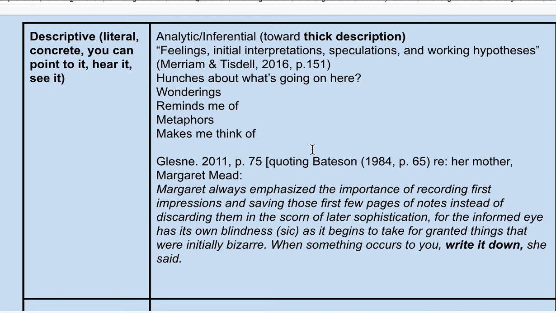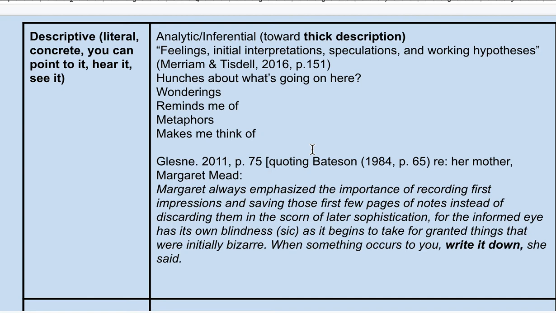And as best you can, you're trying to keep those as close to emic as possible, right? You want to do your best to make sense of the scene through the participant's eyes, knowing that we can never be fully there. So on this side, you're going to put down your feelings, your initial interpretations, speculations, working hypotheses, hunches. What do you think is going on here? Wonderings. I often write questions on this side. It reminds me of this. Metaphors, makes me think of.